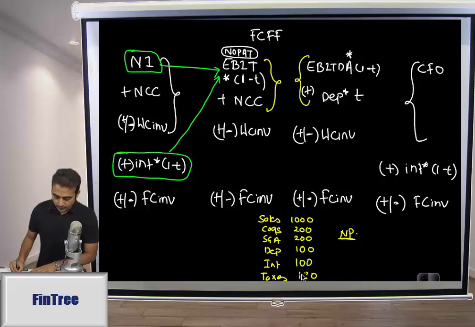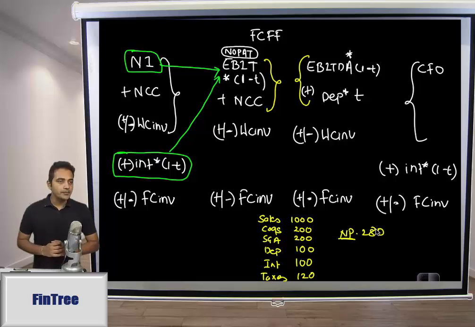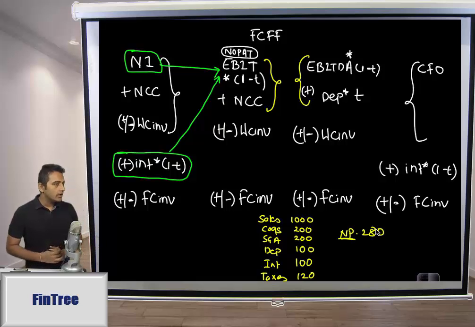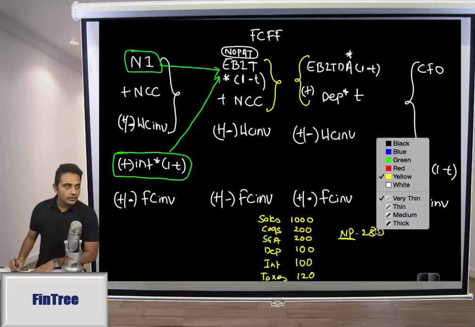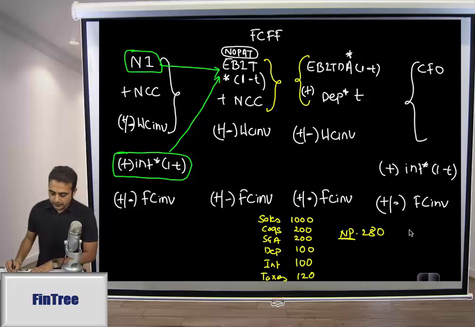Let's change the tax amount. So your total expense is 456. Let's keep the taxes as 120, and that gets us a net profit of 280. Are we together on this? Apart from this, there is a working capital investment projected to be 50 and a fixed capital investment projected to be 70.